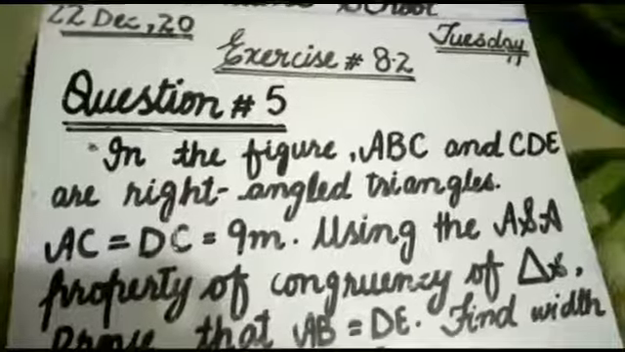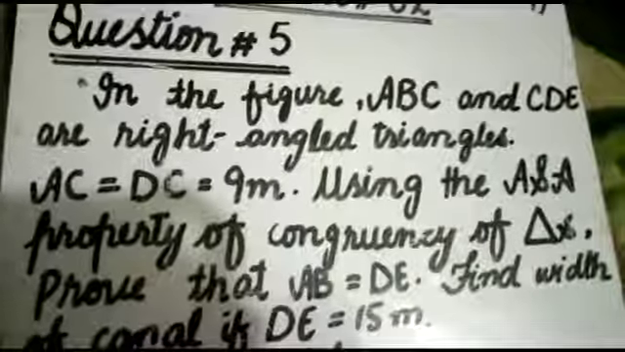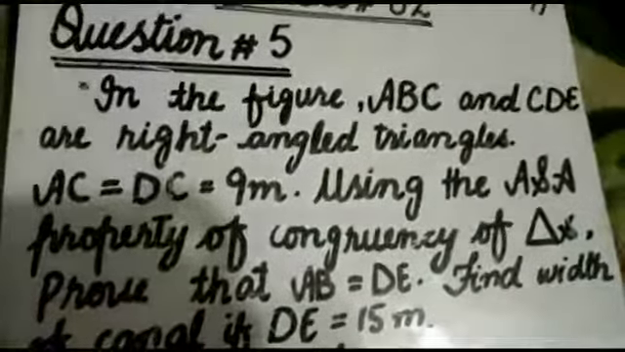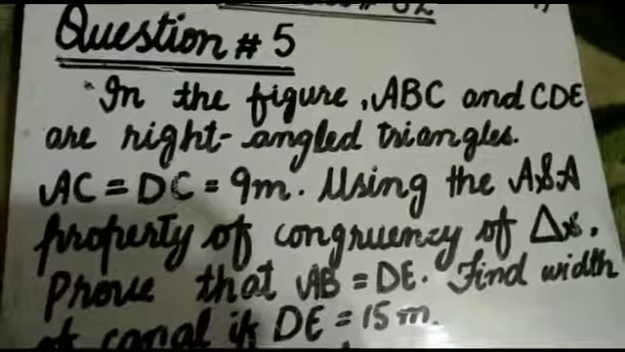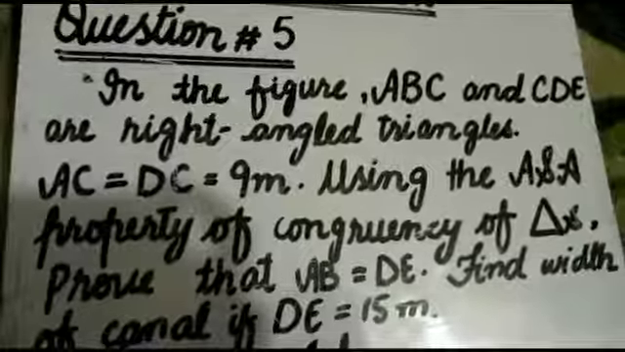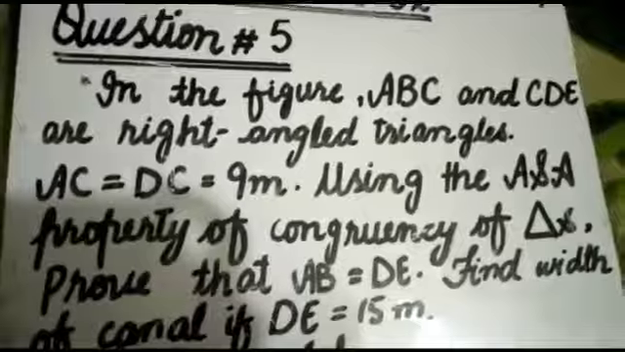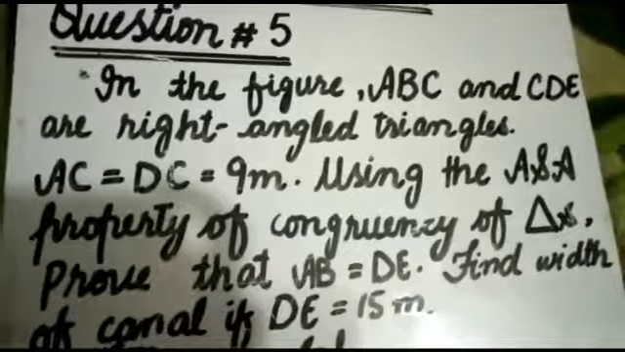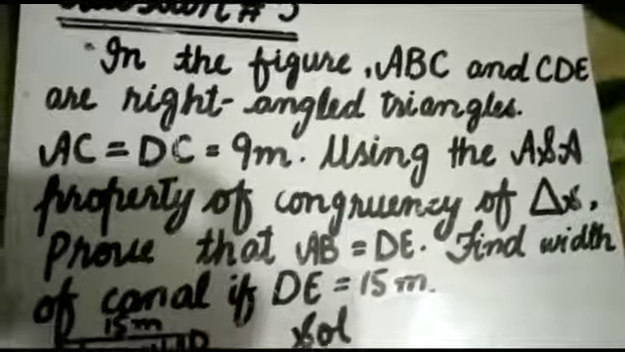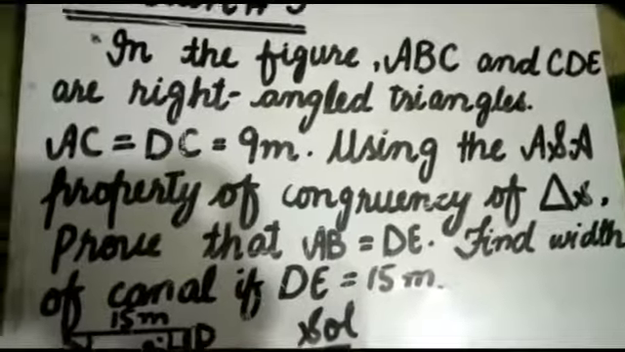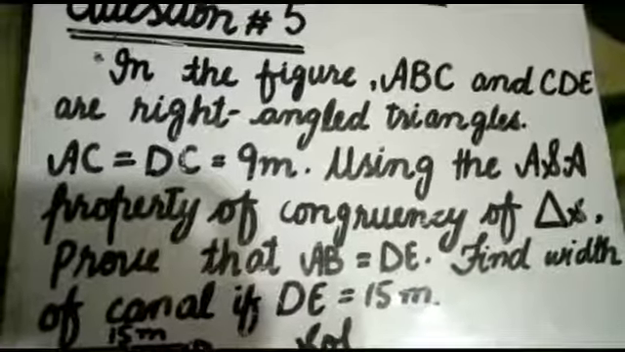Okay class, let's move towards question number 5. In question number 5, they are saying that in the figure ABC and CDE are right angled triangles and side AC is equal to side DC, and both are equal to 9 meters. We have to prove the congruency of those two triangles by ASA property, and we also have to prove that AB is equal to DE, and find the width of the canal if DE is equal to 15 meters.